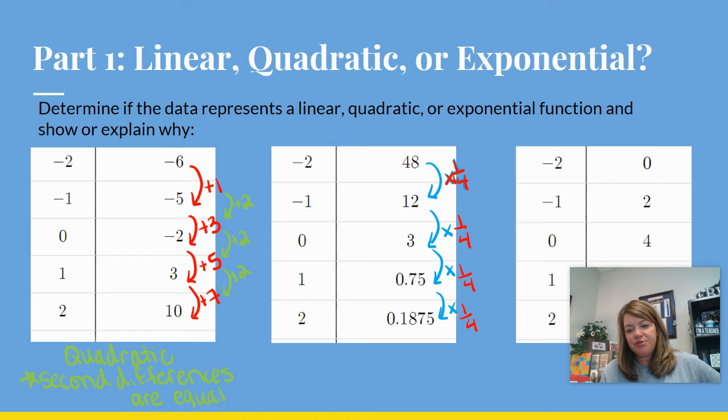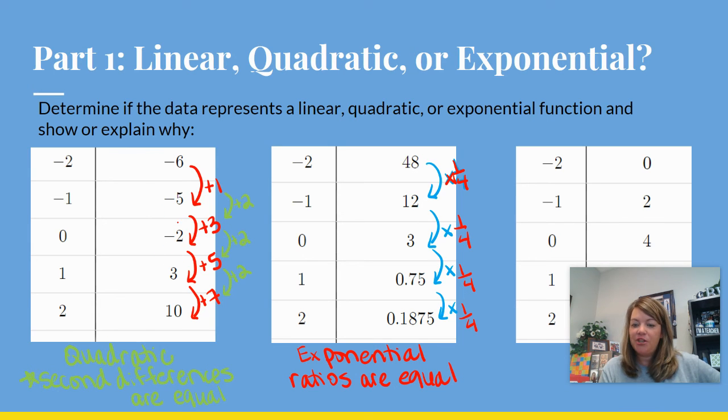So when the ratios are equal like this, we know that this is exponential, because the ratios are equal. Okay, so it's really important that we talk about the ratios for this one and the differences for this one. The differences are when you add and subtract the numbers, and the ratios are when you're going to multiply by a certain number to get to the next one. So be sure and use the right language there when you're talking about the differences or the ratios.